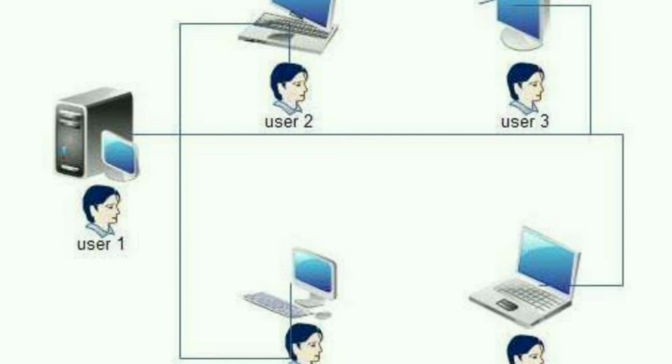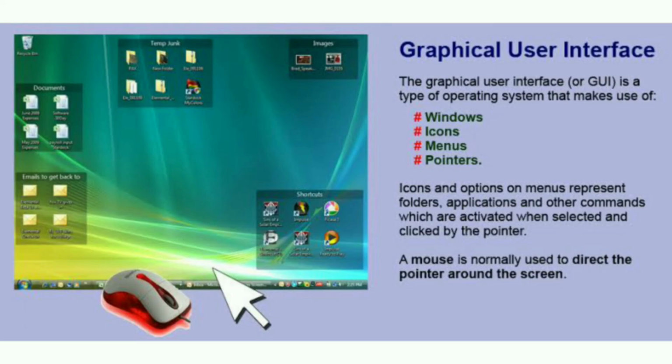The next thing we're going to learn about is GUI. This is also a type of operating system which stands for graphical user interface. This will allow the user to have direct control of the icons appearing on the computer, helping us make use of icons, menus, and pointers.